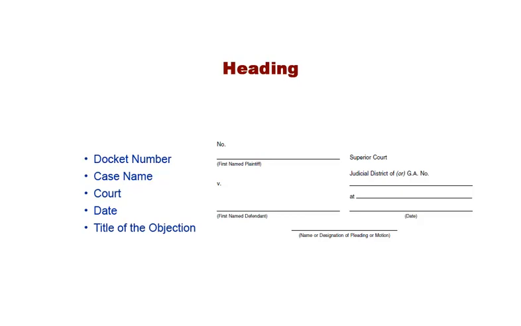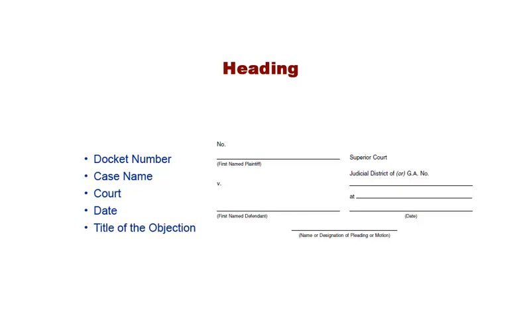The heading is followed by the title of the objection. 2 spaces below the heading in the center of the document, type the title of the objection. Usually, an objection is titled Objection to, followed by the title of the pleading or motion you are objecting to. The title of an objection also identifies the party who filed the pleading or motion that you are objecting to.